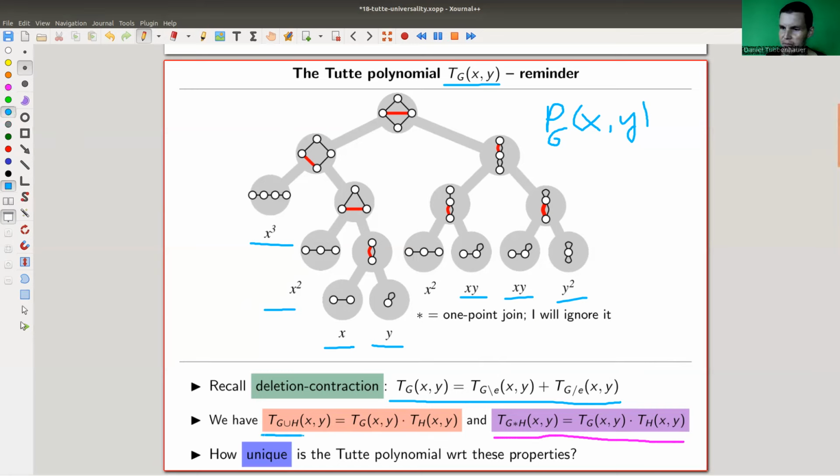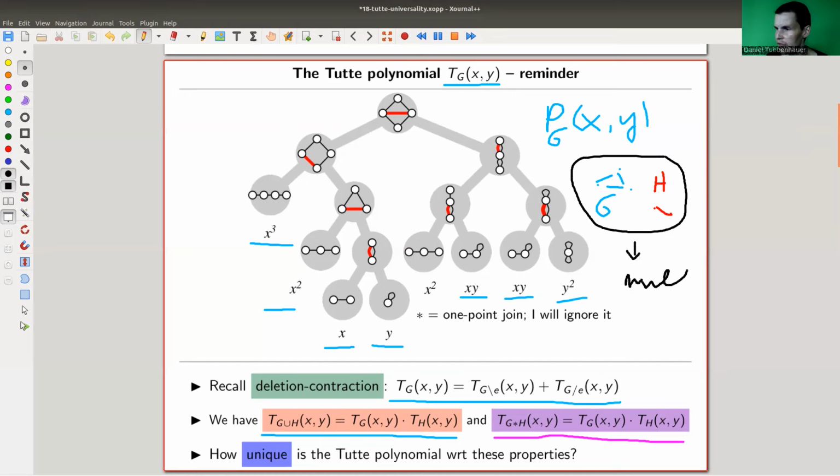The more straightforward property of the Tutte polynomial is this: maybe I draw a nicer picture. If you have a graph G here and another graph H, something like this, and you take the disjoint union of them and compute the Tutte polynomial, then the disjoint union will be turned into multiplication of Tutte polynomials. So essentially what this is saying is it's enough to know the Tutte polynomial on connected components. And the question I would like to address is how unique is a Tutte polynomial with those properties.